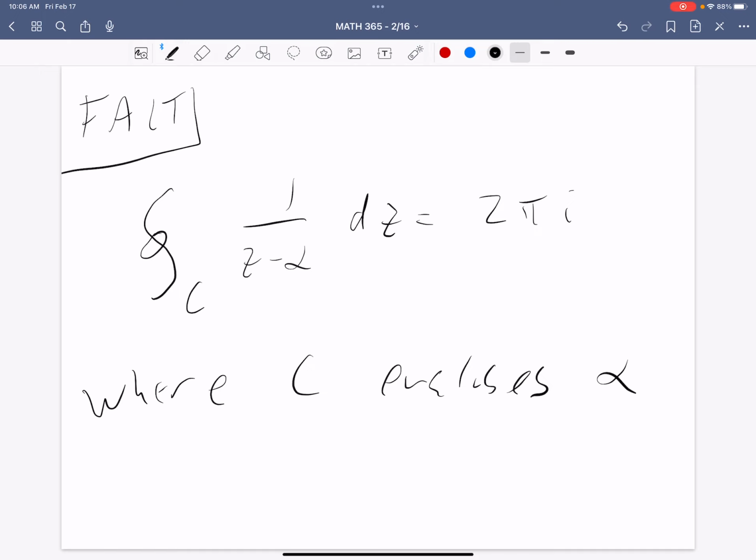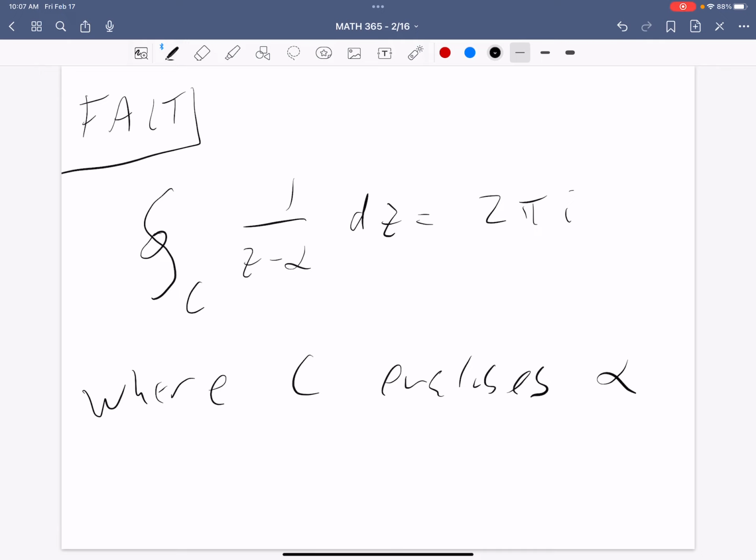So now we know that if you want to integrate 1 over z minus alpha, you can always do it. It is always possible to compute this, and you will always get 2 pi i, as long as the curve C encloses alpha. If it doesn't enclose alpha, then we know it's equal to 0 by Cauchy-Goursat. But now Cauchy-Goursat told me how to compute this one.